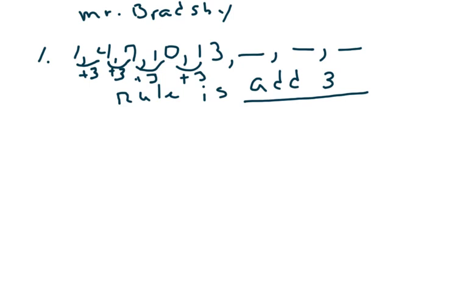Okay, well, let's see. The next 3, if I add 3 to 13, I get 16. If I add 3 to 16, I get 19. If I add 3 to 19, I get 22. So that's the next 3 in the sequence. I hope that makes sense.